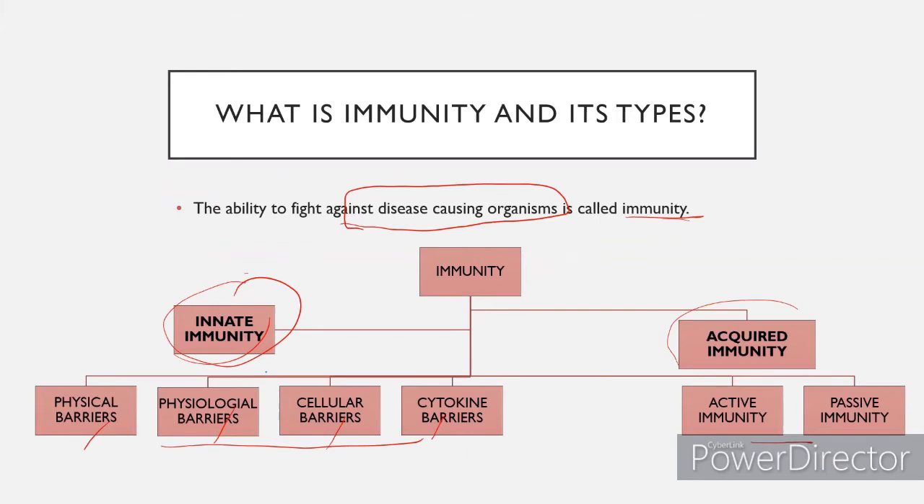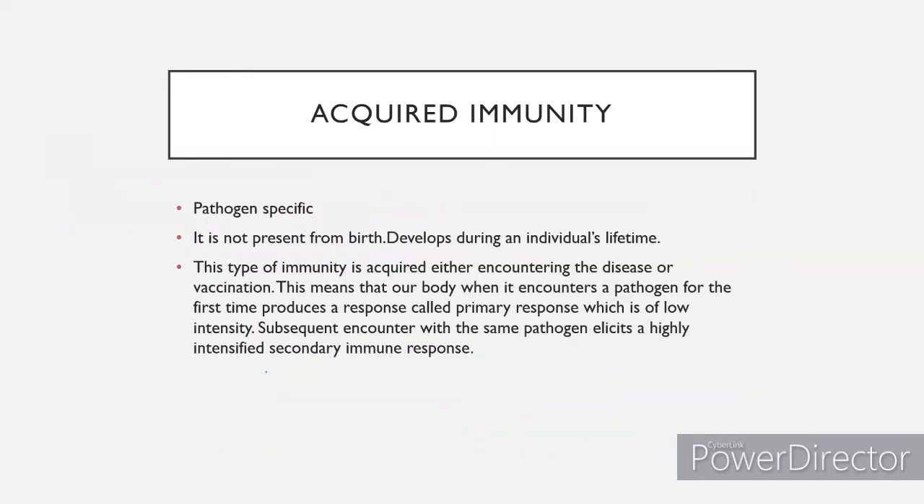Now we'll talk about acquired immunity. Acquired immunity is pathogen specific. Remember, innate immunity is non-specific. So whatever antigen enters the body, a specific antibody is released for that particular antigen. This is not present from the time of birth. It is acquired during the lifetime. So there's an important differentiation: innate immunity is non-specific, acquired immunity is specific. Innate immunity is present at the time of birth, acquired immunity is not.